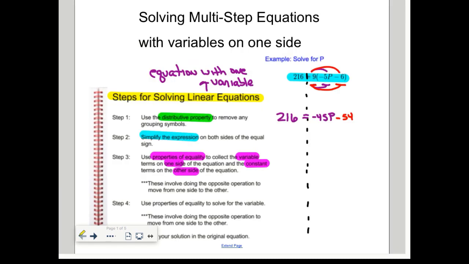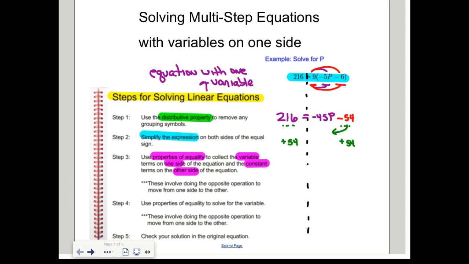So let's go back. Number 3 says, use the properties of equality, collect the variables on one side, constants on the other. All right. Here's a little helpful hint. Go to the side that has more things on it. So the side that has more things on it is the right side. So now we need to figure out, we have a 216 on this side, right? You see the 216. What on the right looks like the 216? The 54 does, right? So that means we need to move that 54 over. How do we undo a minus 54? We add it. So we're going to add 54 to both sides.